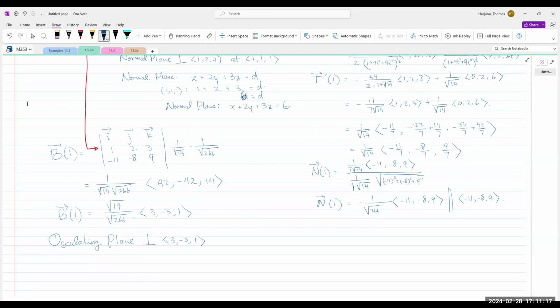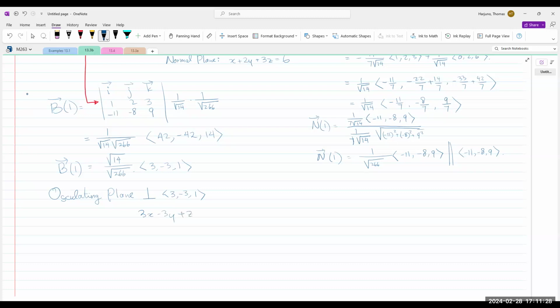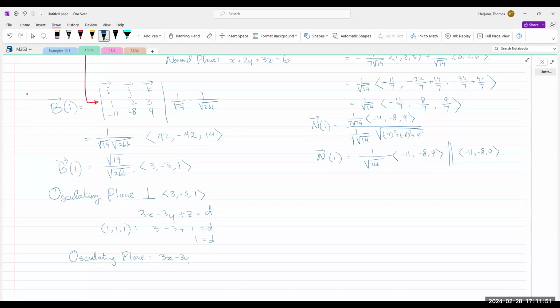Okay, long work, huh? So the equation will be 3x minus 3y plus z equals d, and then I plug in 1, 1, 1. That's the coordinate on that plane. 3 minus 3 plus 1 equals d, so d equals 1. So the equation of the osculating plane is 3x minus 3y plus z equals 1.